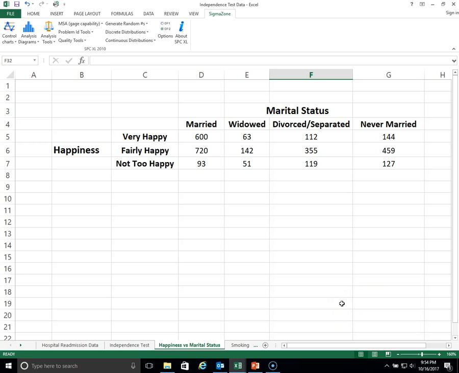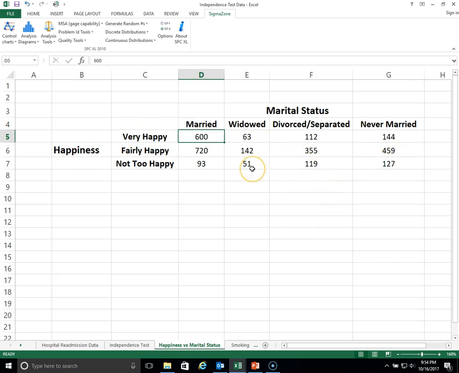a question on happiness. And you can see that the categories for marital status are married, widowed, divorced/separated, or never married. And happiness is not categorized on a scale of 1 to 10. It just says very happy, fairly happy, not too happy. This is a very large study, and this means that in this study there were 600 married folks who said they were very happy.